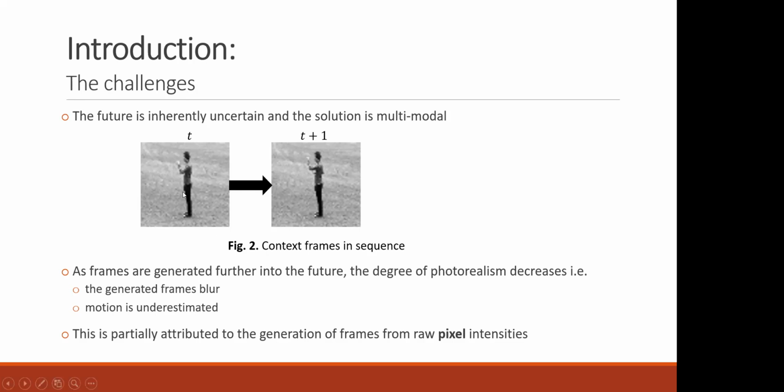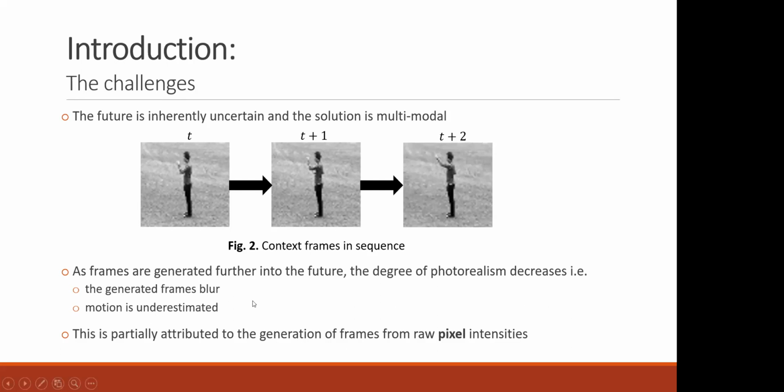So if we take the frames in figure 2, we see that between frame T and T plus 1, the actor's arm is moving in an upward trajectory. After frame T plus 1, the actor's arm may move downwards or may continue to move upwards, but at a different velocity. The actual ground truth, frame T plus 2, shows that the actor's arm did indeed move upwards, but that does not negate the validity of the other two motions. They're still physically possible and they're still realistic.